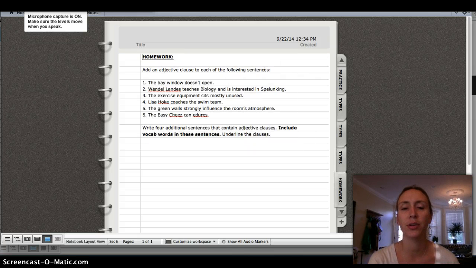All right, so a little simpler than last time, just those few different instances. Your homework is 2 parts. First, add an adjective clause to each of the following sentences. And second, write 4 additional sentences that contain adjective clauses. Include vocab words from the most relevant list, the one you'll next have a quiz on, in your sentences, and underline your adjective clauses. Have a great day.